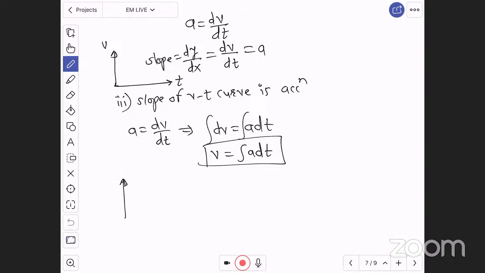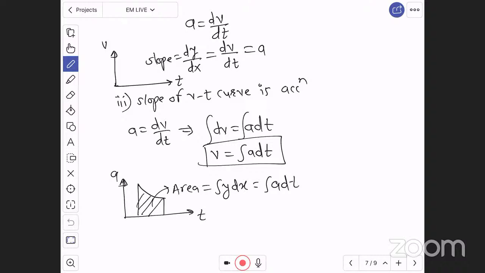Therefore if I draw acceleration versus time curve, then for this curve, what is area under curve? For any curve, area is integration of y dx, which here is integration of a dt, with the y coordinate acceleration and the x coordinate time, and integration a dt is velocity. Therefore the fourth statement we can say is: area under acceleration versus time curve is velocity, right? These are very important four statements.